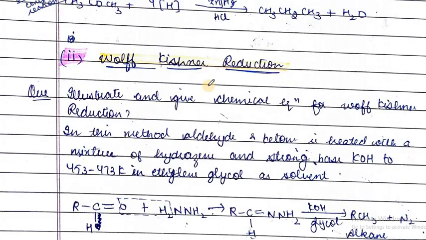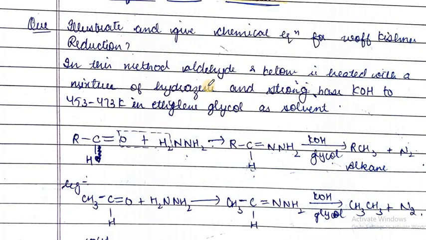So next is Wolff-Kishner reduction. In Wolff-Kishner reduction, the aldehyde or ketone is treated with hydrazine, and this is formed, and then this resulting intermediate, when treated with potassium hydroxide in the presence of glycol, gives the alkane, that is hydrocarbon. Taking a particular example, CH3CHO, the aldehyde, with hydrazine gives first a hydrazone, and then with KOH and glycol ethane is formed and nitrogen is released.